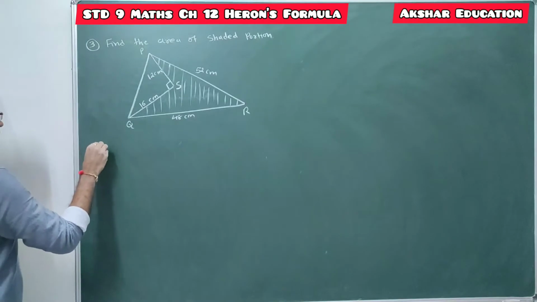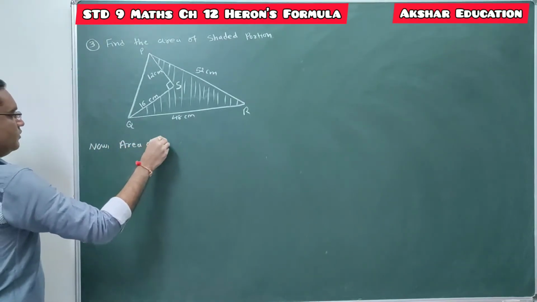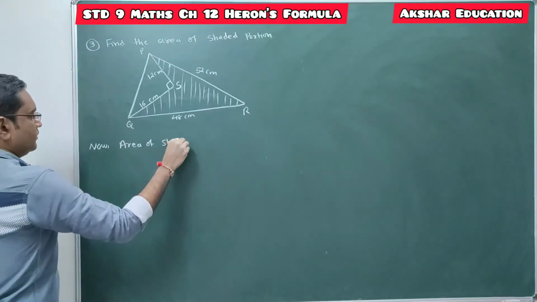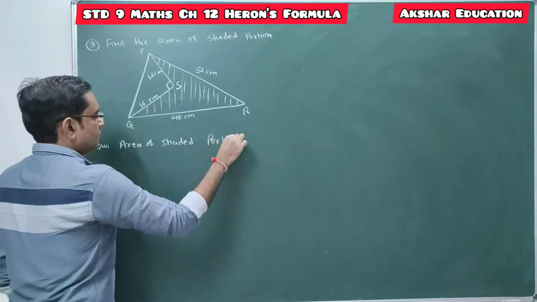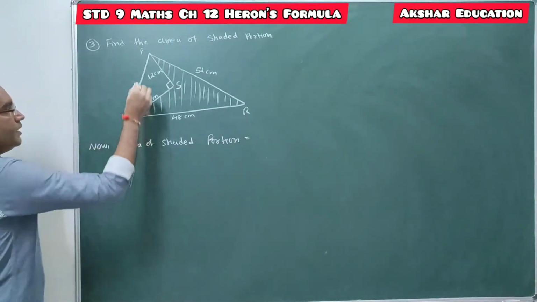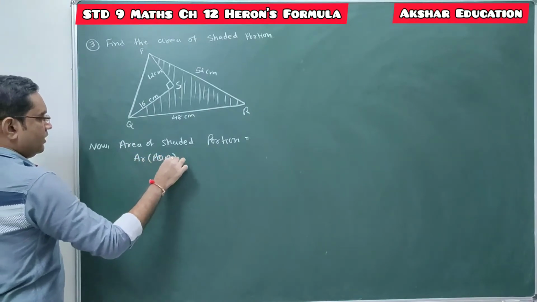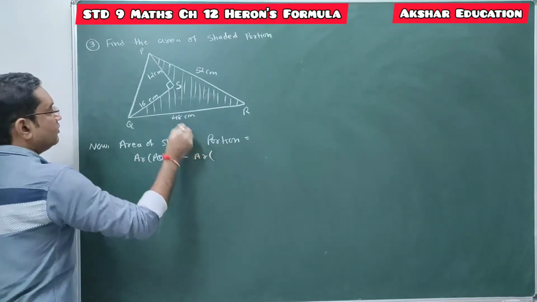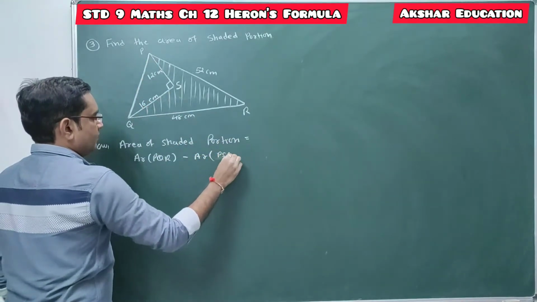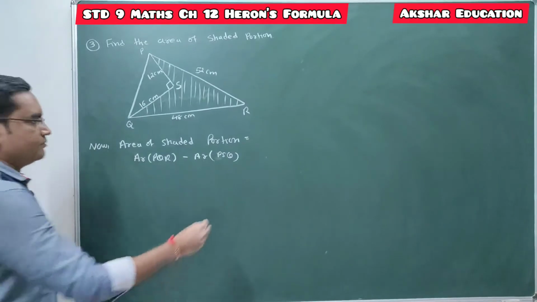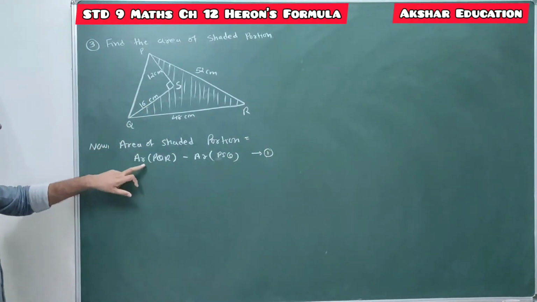So now from this figure we can say that area of shaded portion is nothing but the area of triangle PQR minus area of triangle PSQ. So we will get the area of shaded portion. Say this one as result number 1. Now what is the area of triangle PQR?